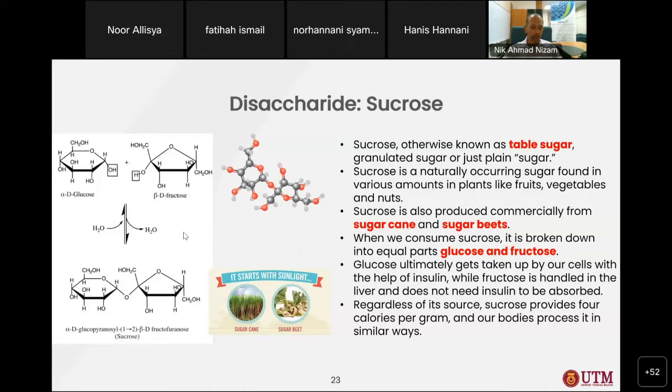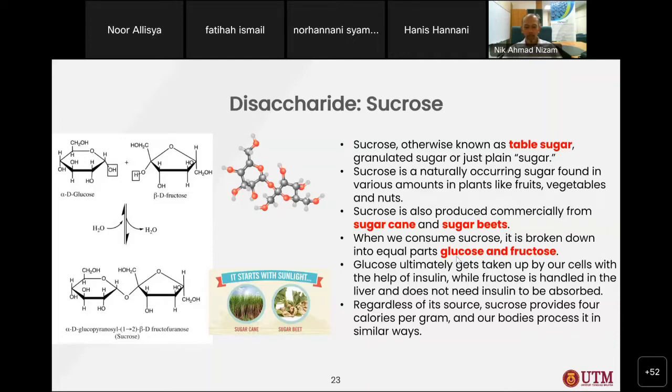The hydrolysis of the disaccharide sucrose here will produce glucose and also fructose. Once it is broken down into glucose and fructose, the glucose is taken up by our cells with the help of insulin, while fructose is handled in the liver and does not need insulin to be absorbed. Regardless of its source, sucrose provides 4 calories per gram, and our bodies process it in similar ways.